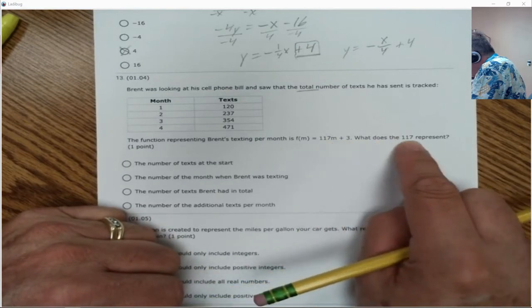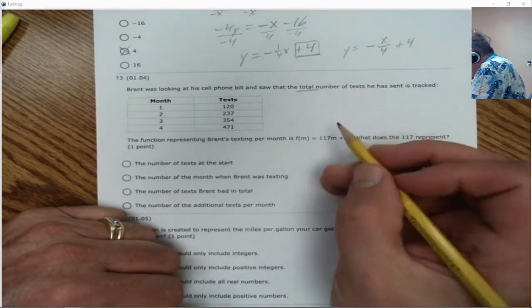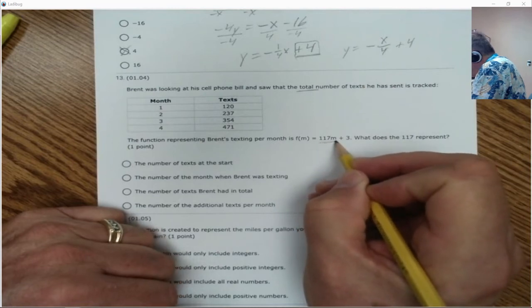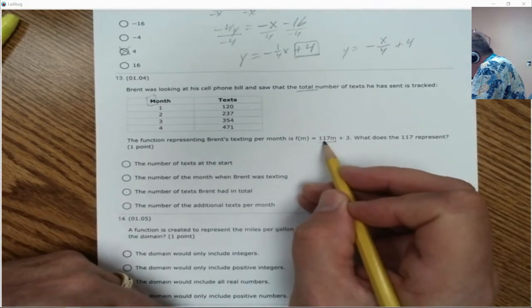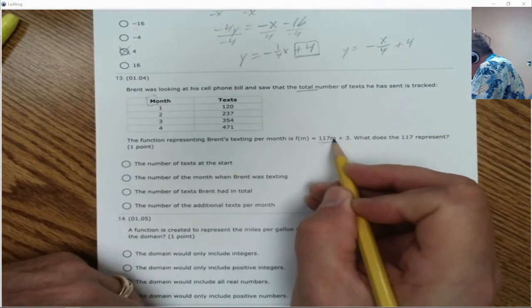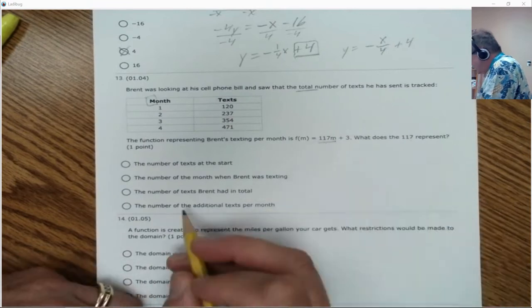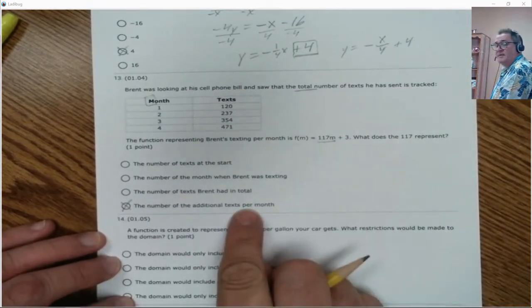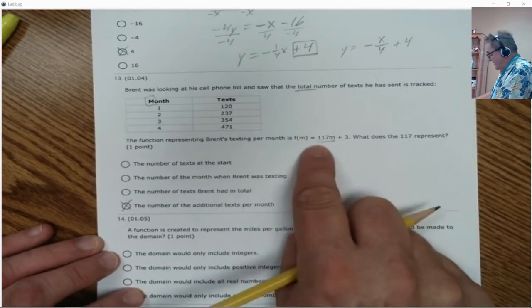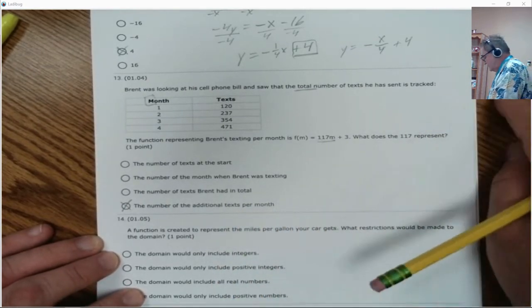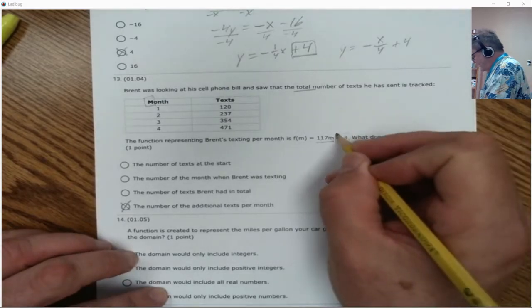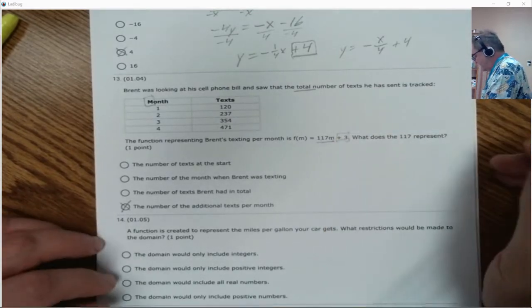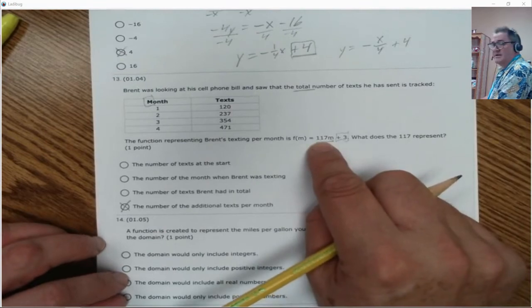What does the 117 represent? 117 times m. Well, m is month. So this is the number of texts he sends each month. The number of additional texts per month, right there, because that's the slope. Every month he's adding another 117 texts that he sent. He's very consistent. He must just text the same people, the same thing all the time. And 3 was just the starting out. He started out sending 3 texts the first day, I guess, and then every month, 117, 117, 117.